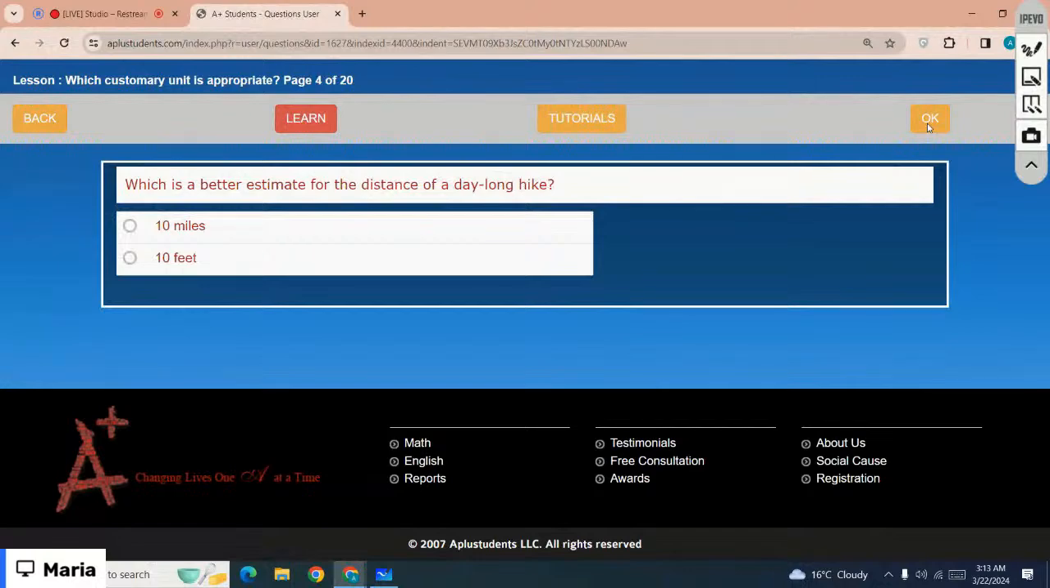Which is the better estimate for the distance of a day long hike? That is the hiking, right? Day long hike. So that would be 10 miles. The 10 feet is too less.